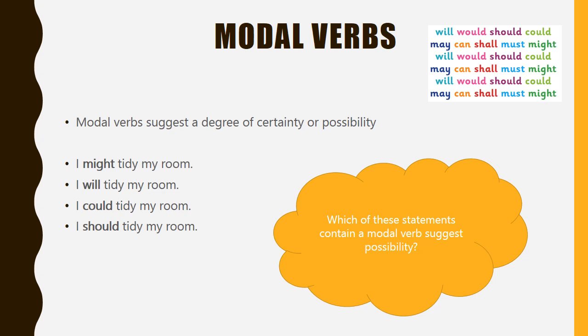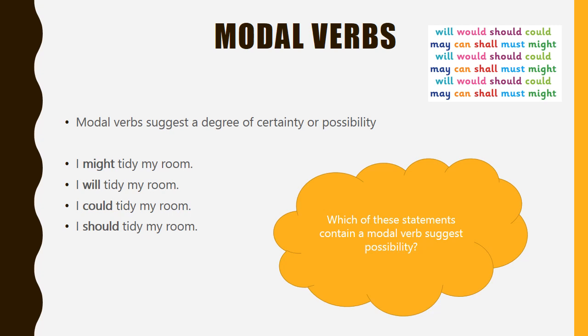So a modal verb will tell us if it's a degree of certainty, then it will tell us that something is definitely going to happen or definitely not going to happen. Whereas if it's a modal verb which is giving us a degree of possibility, then it's saying it might happen or may happen or could happen. So those are the key words to look for.